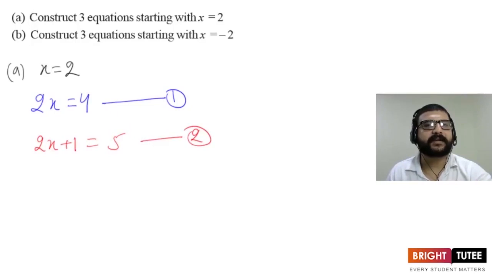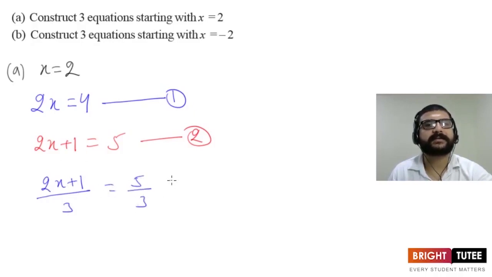Now we have to find one more equation. What we can do for that? We can divide both the sides with 3. So let's do it. This will give us 2x plus 1 divided by 3 is equal to 5 divided by 3. Now this is the third equation. So here we started from x is equal to 2 and we have formed three different equations.